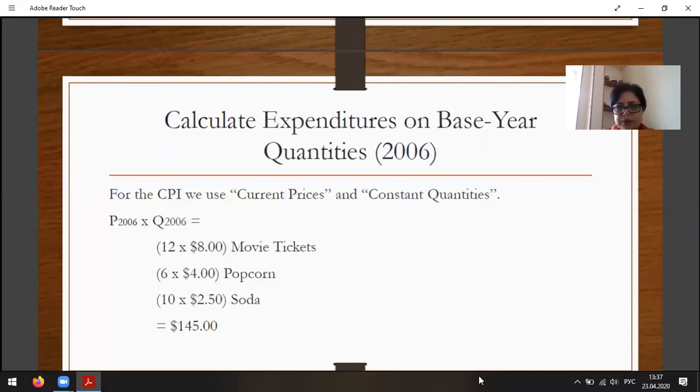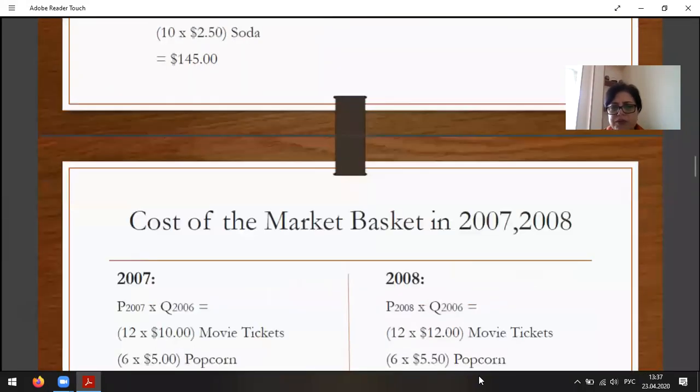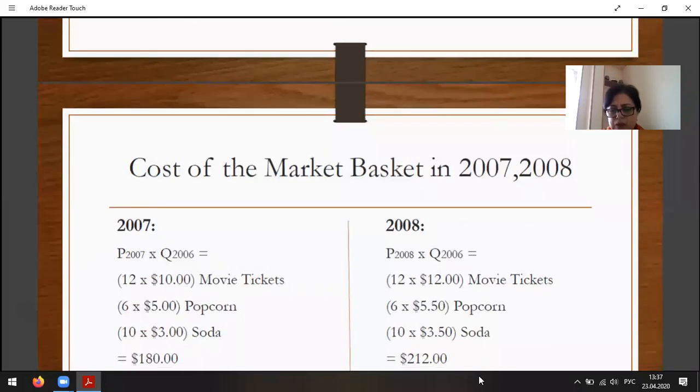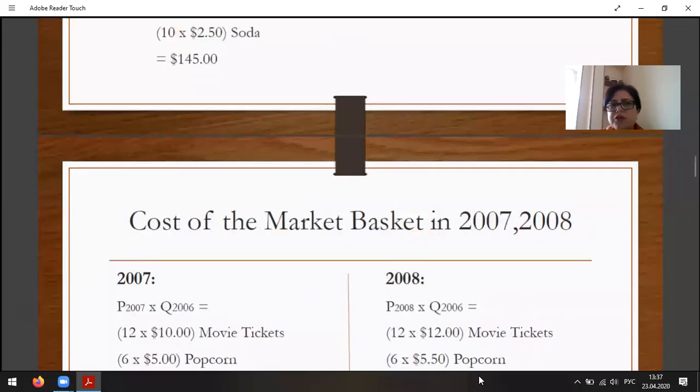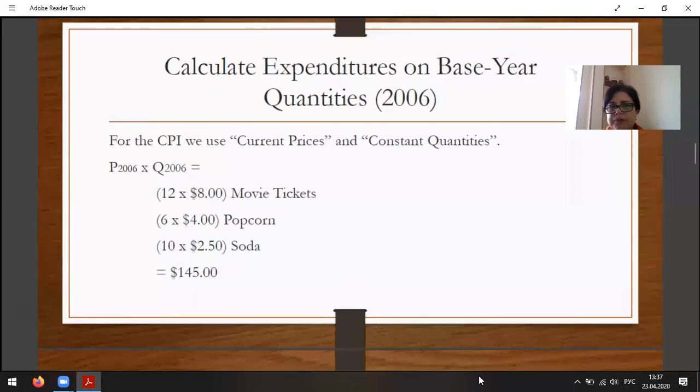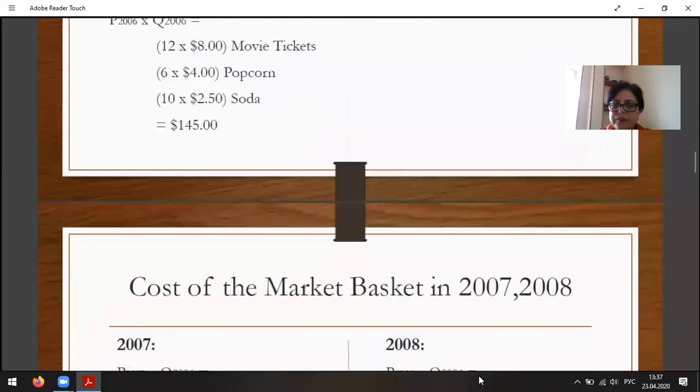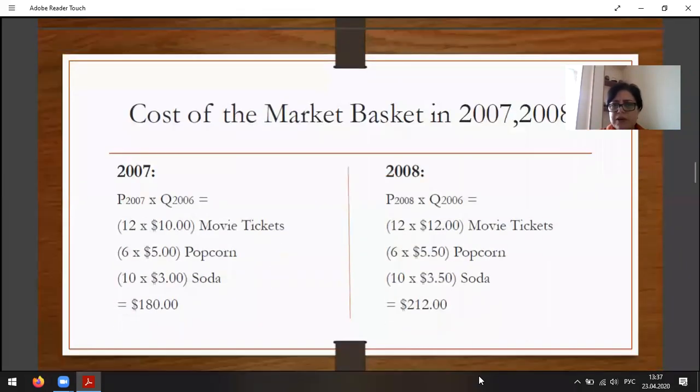So very simple, you can do this very easily yourself. And the simple calculations allow us to count the total amount of expenditures on base year. It's about $145, and the costs of the same market basket in the next 2 years, 2008 and 2007, respectively.